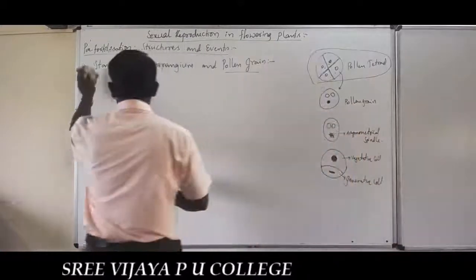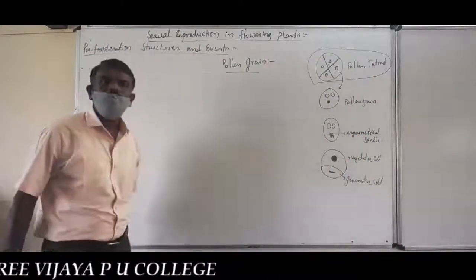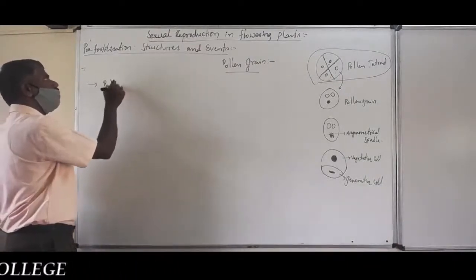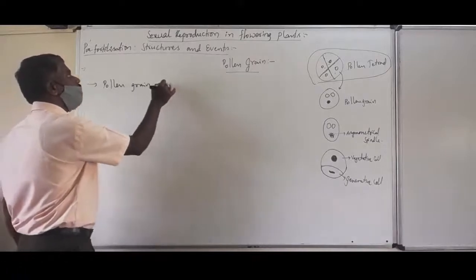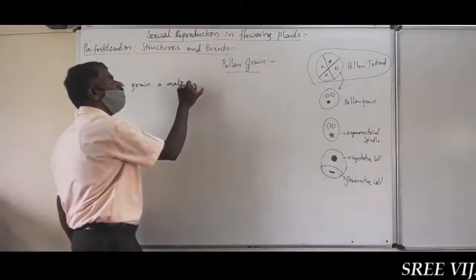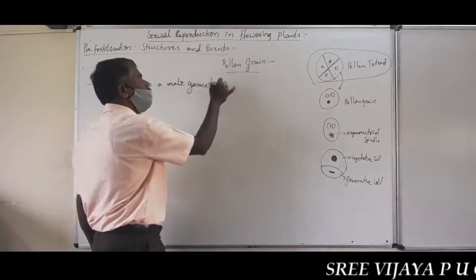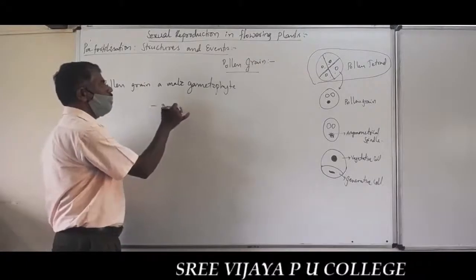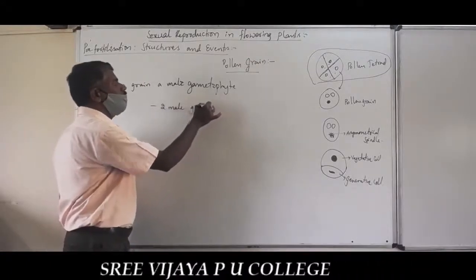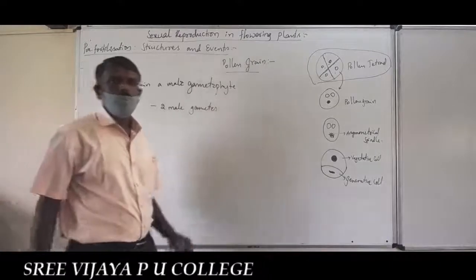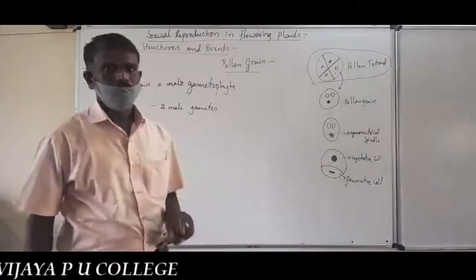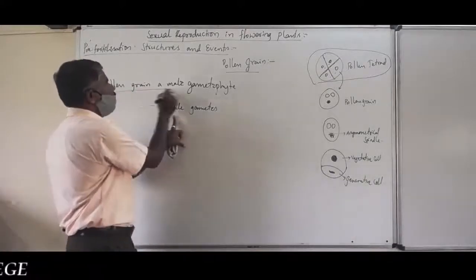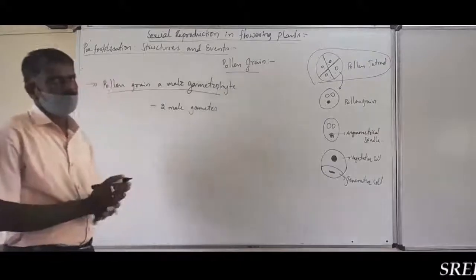So today we discuss the pollen grain. The pollen grain is a male gametophyte, because each pollen grain produces two male gametes, and those two male gametes are the two sperms. Hence the pollen grain is called a male gametophyte.